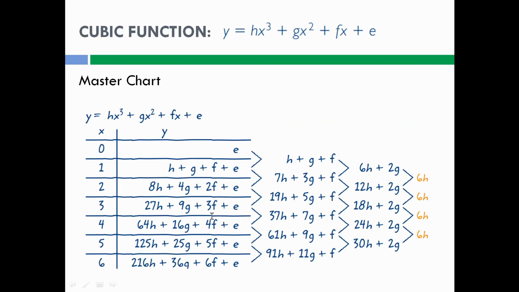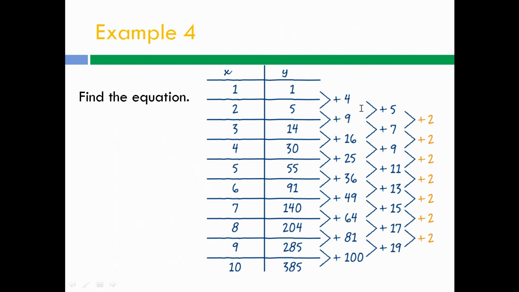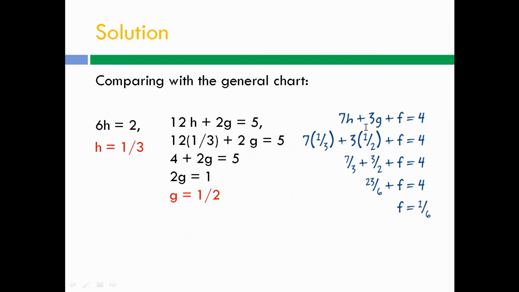Now to get the third value, you will use this column. This is where the f starts to appear. So one more time, I don't have this row, so I have this row, and this is what I'm going to use. 7h plus 3g, I already know h, I already know g, I need to find f. What is this value? I will take it from my chart. It is 4. So you'll say 7h plus 3g plus f equals 4. Plug in h, plug in g, and find f. And f is 1/6.